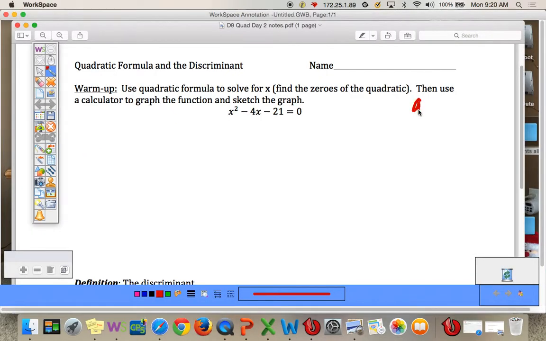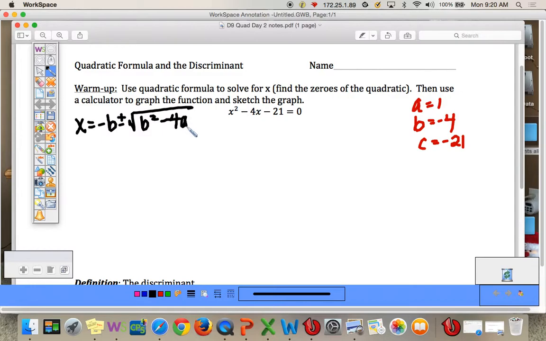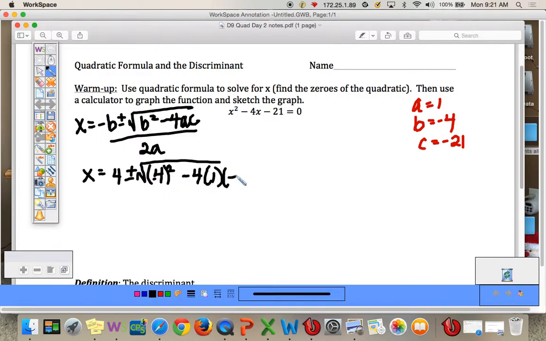So I'm going to write that up. A equals 1, b equals negative 4, and c equals negative 21. And remember the quadratic formula: x equals opposite b plus or minus the square root of b squared minus 4ac all over 2a. And use parentheses around what you plug in. So x equals negative 4, the opposite of negative 4, which is 4, plus or minus the square root of negative 4 squared minus 4 times a times c, all over 2a.